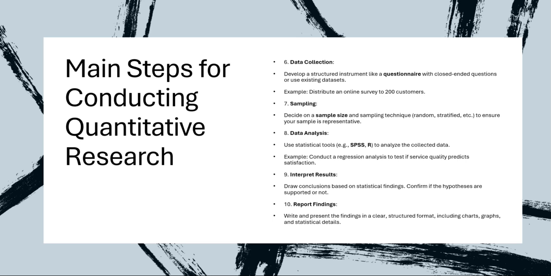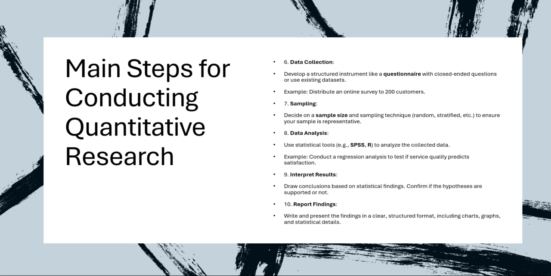Step 6. Data collection. Develop a structured instrument like a questionnaire with closed-ended questions or use existing data sets. Example: distribute an online survey to 200 customers. Step 7. Sampling. Decide on a sample size and sampling technique, random, stratified, etc., to ensure your sample is representative.